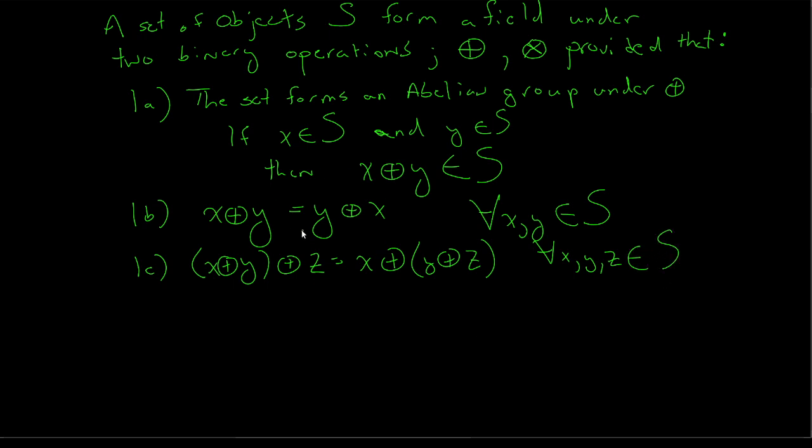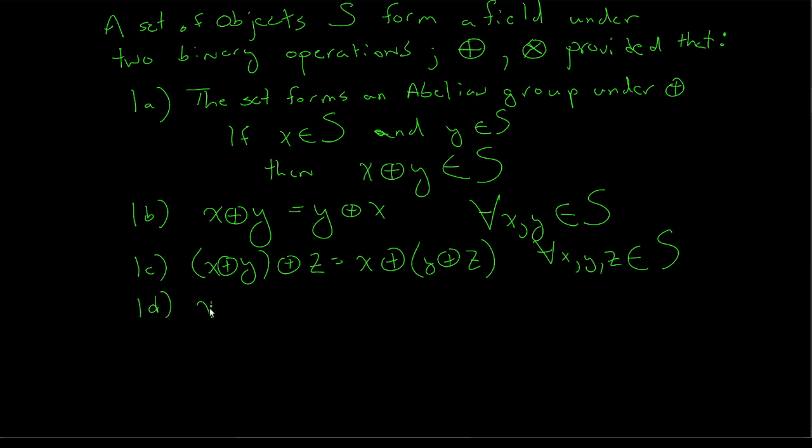So what we've done is we said, hey, if we're going to form a field, it needs to be complete under addition, just like our real and complex numbers were. It needs to be commutative under addition, just like our real and complex numbers were. And it needs to be associative, just like our real and complex numbers were. Let's see, that's C.